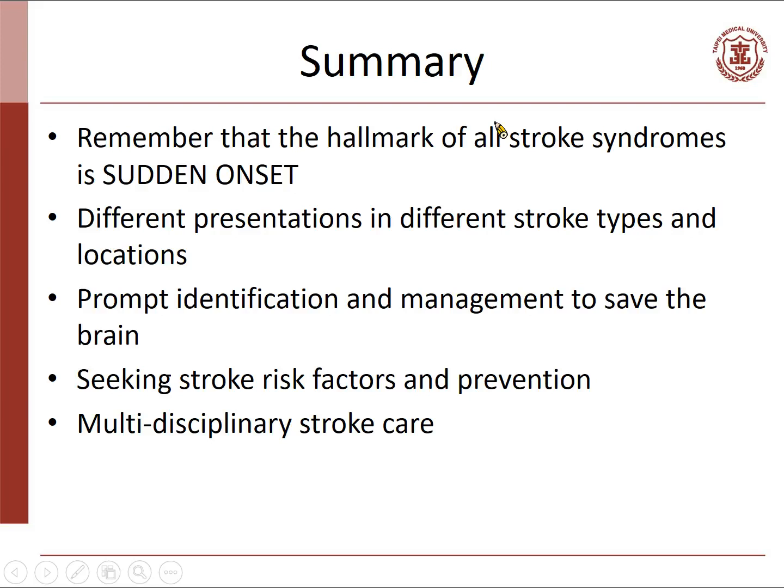So the summary is: remember that stroke usually has a sudden onset. There are different presentations in different stroke types and locations. For example, the symptoms of anterior circulation and posterior circulation strokes are different. And we need prompt identification and correct management to save the brain, because time is brain. And the most important thing is to act before the disease occurs, so respect control and prevention. And finally, if the patient has a stroke, we need multidisciplinary stroke care, including nutrition and rehabilitation.